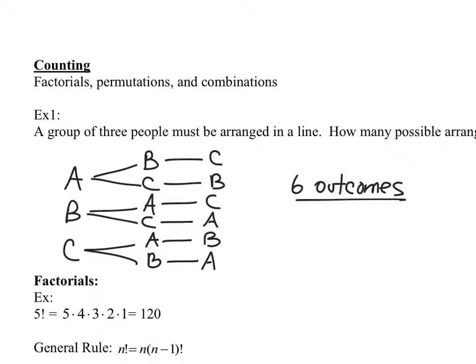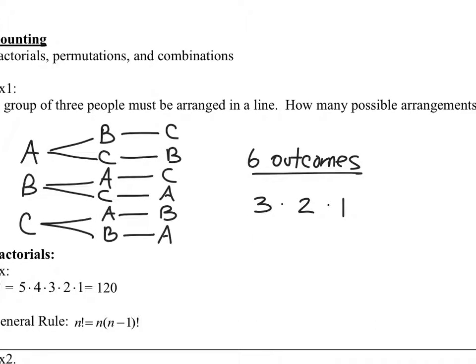For the first position, we had any of 3 people. For the second position, any of 2 remaining people. And for the last position, whoever was left over. So multiply those values: 3 times 2 times 1 gives you 6. That 3 times 2 times 1, in shorthand notation, is represented as 3 factorial. So 3 factorial is just saying to take a number and multiply it by consecutively lower numbers until you get down to 1.